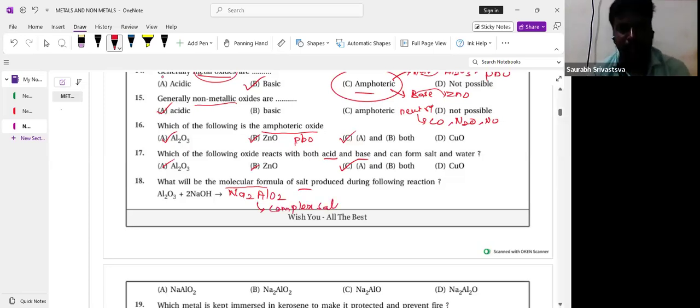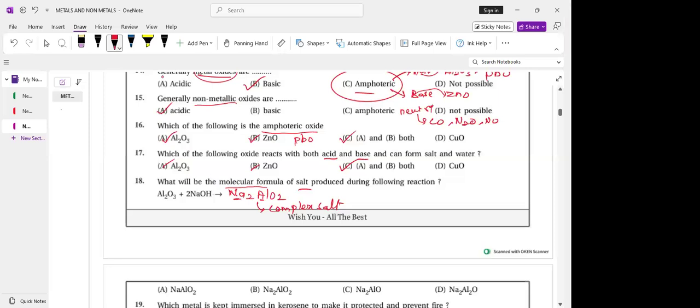It's a complex salt, meaning Na is a metal and aluminum is a metal. So two different metals are there in the salt. That's why we are saying it's a complex salt. Clear?